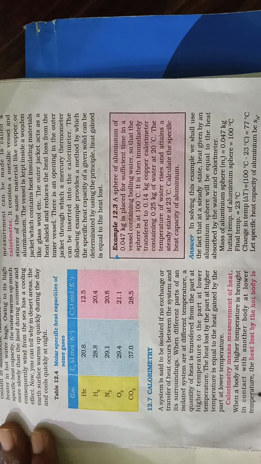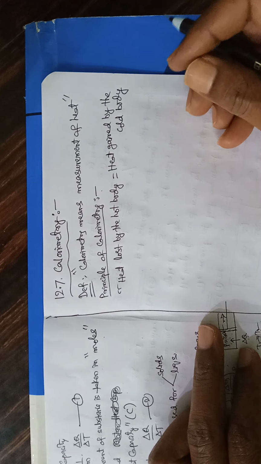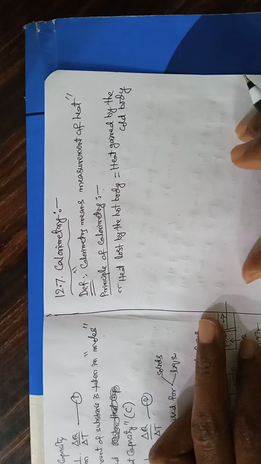Principle of calorimetry. So what is the principle? The principle is heat lost by the hot body is equal to heat gained by the cold body. This is the principle.